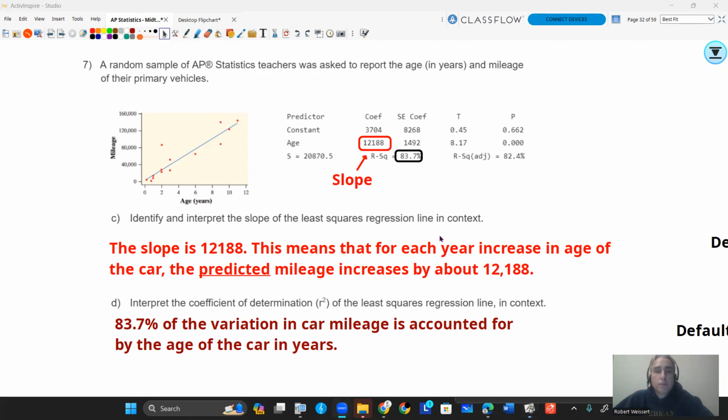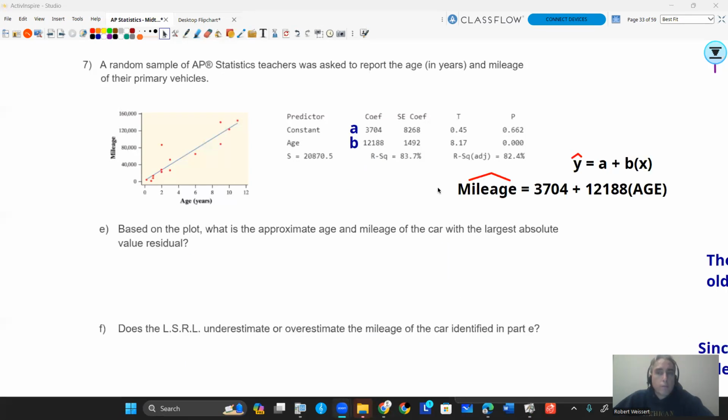Pause the video. I went ahead and included the slope-intercept form of the equation again, just so you can kind of see what that looks like. I don't think we're going to need it here. But based on the plot, what is the approximate age and mileage of the car with the largest absolute value residual? In other words, just how far, which point is the furthest vertical distance away from the line, regardless of if it's below it or above it.